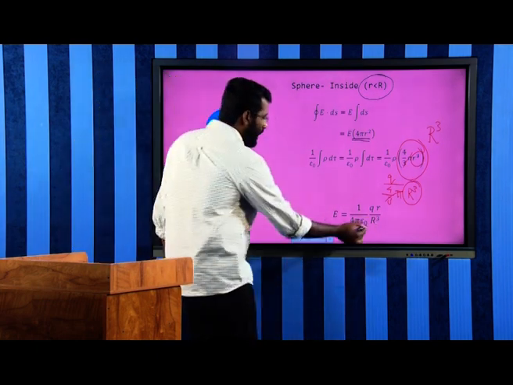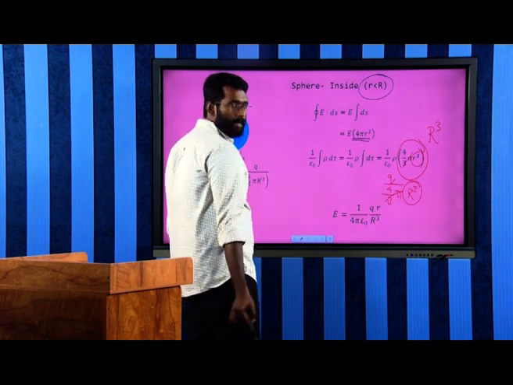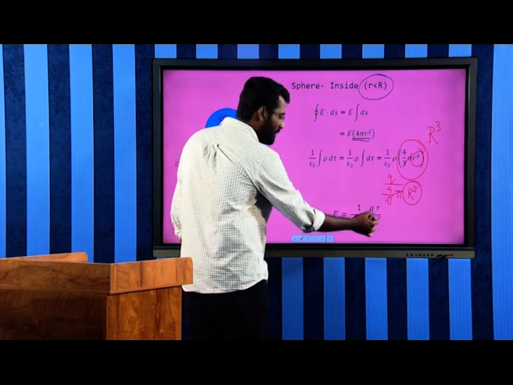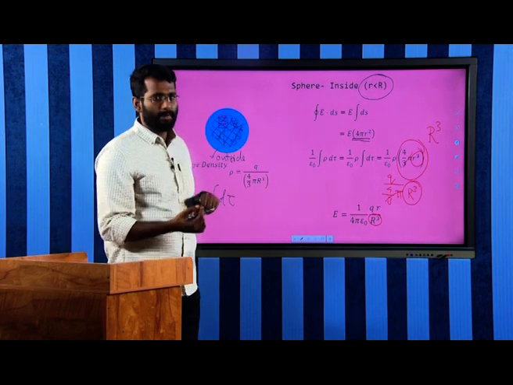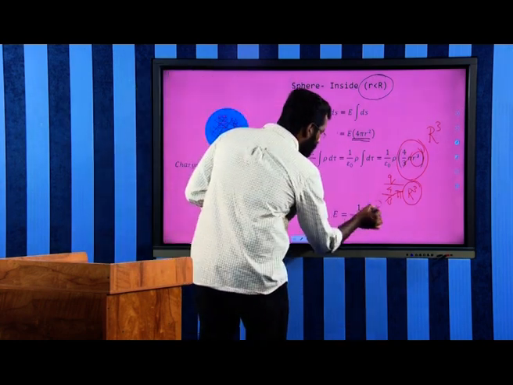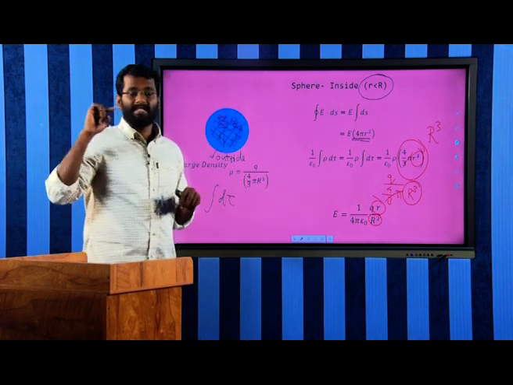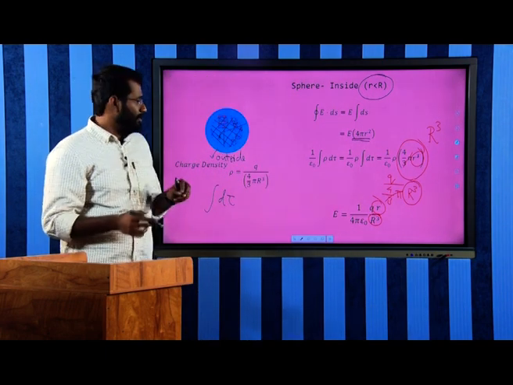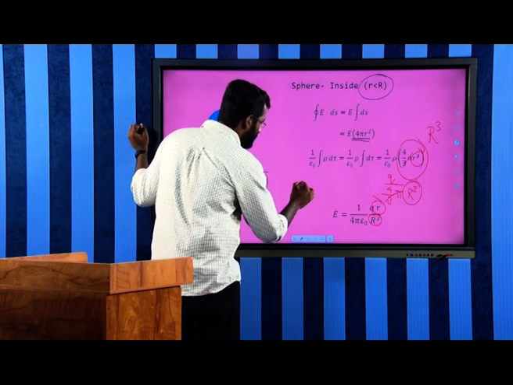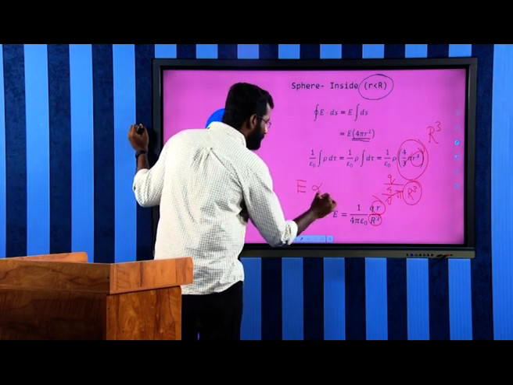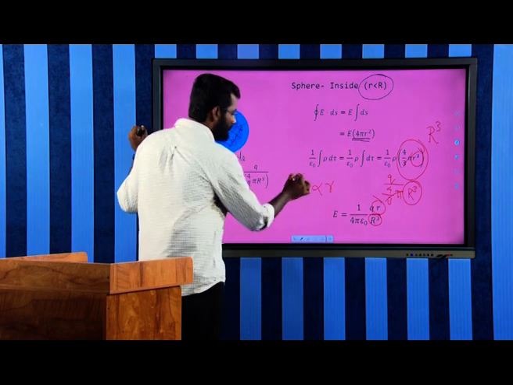Here you can see R is a constant, 1 by 4 pi epsilon 0 is a constant. Why is this R a constant? Because we kept the radius of the charged sphere as a constant. Now what is this small r? That small r is the distance from the center of the sphere, and as it increases, we can write E is proportional to r, where it is inside.